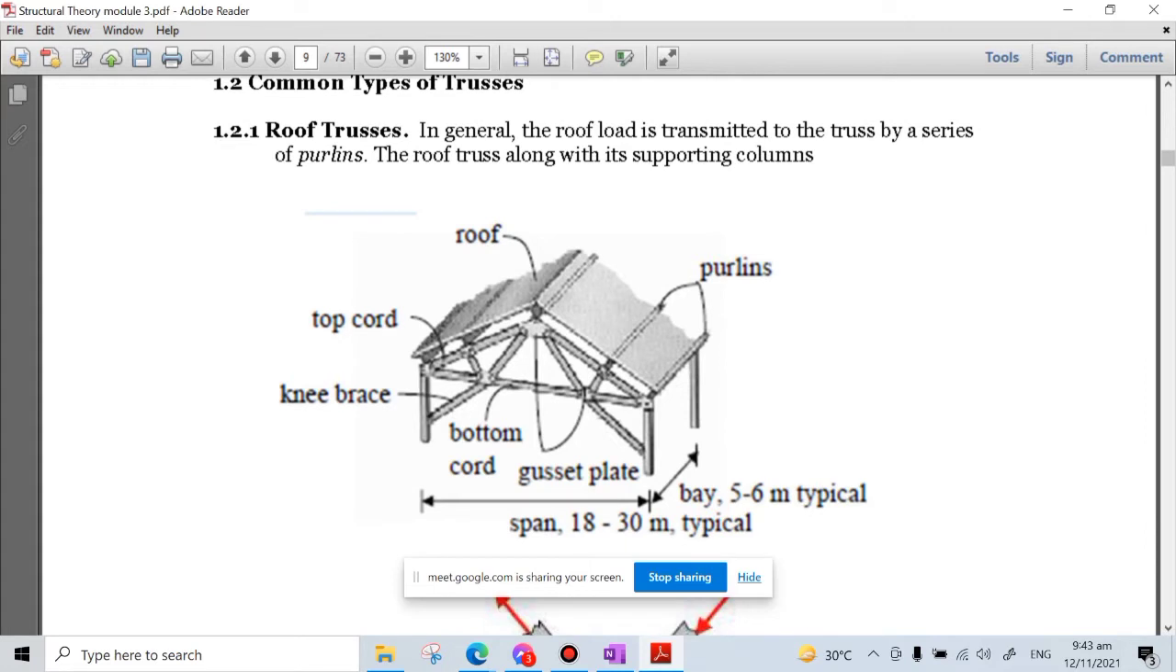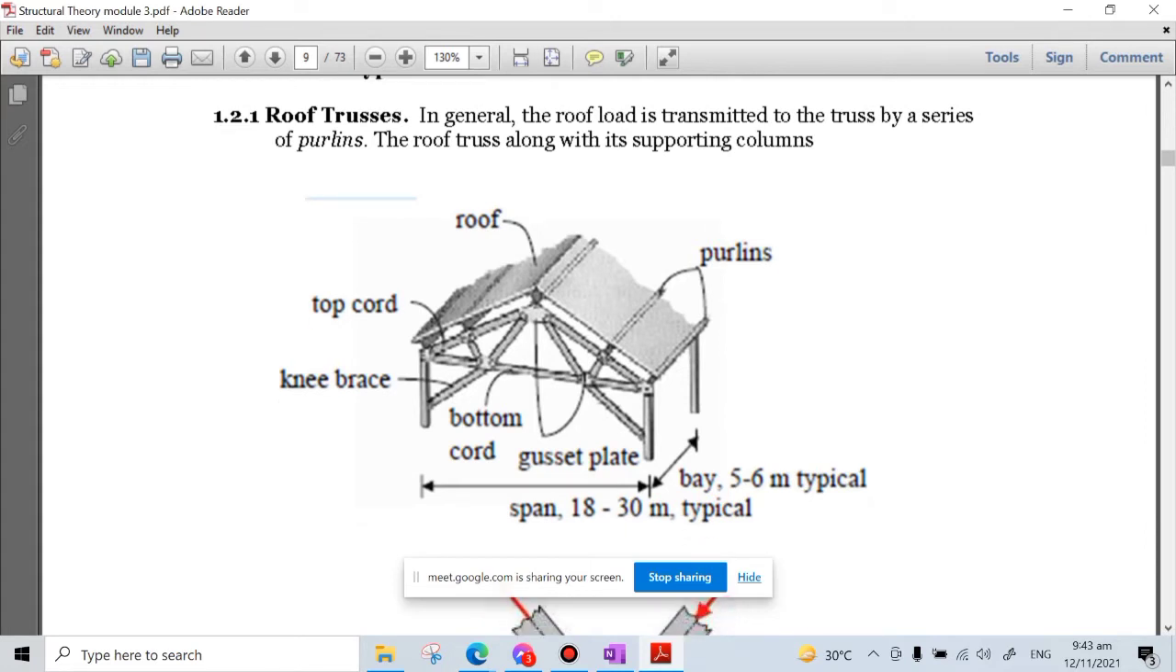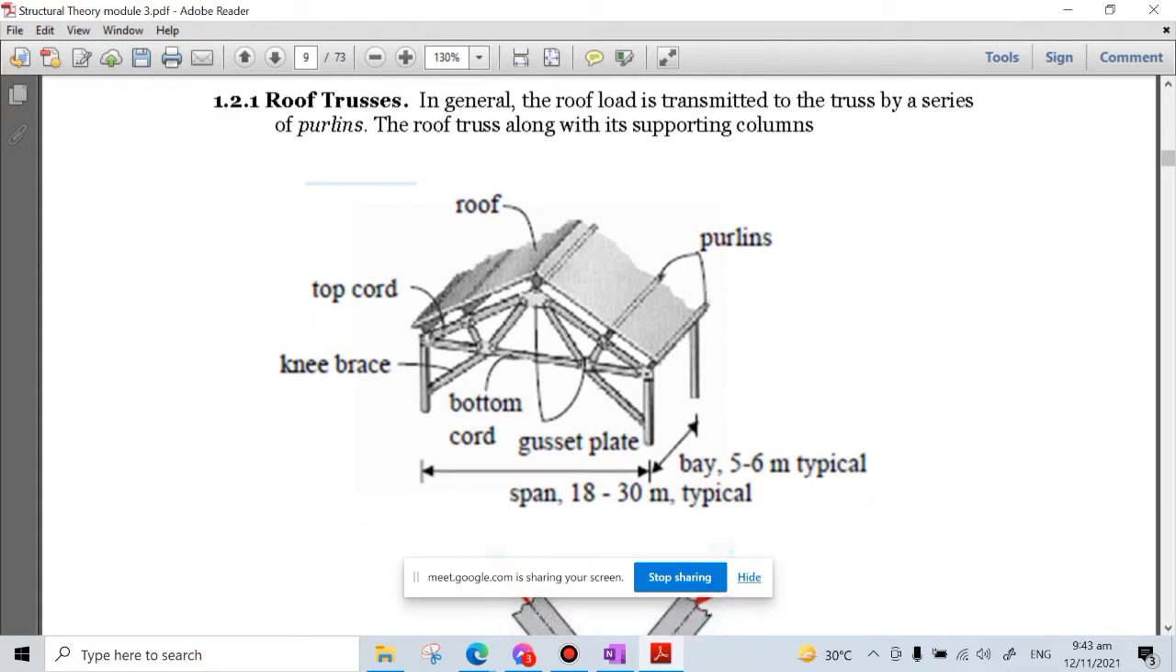So, ang nakikita natin dito, this is steel. So, from the roofing, yung load natin sa roof ay itatransmit sa purlins. And from the purlins, that would be transmitted to the top cords. And para naman dito sa bottom cord, all the ceiling loads, yung mga ceiling loads natin, yun naman yung itatapon dun sa may bottom cords.